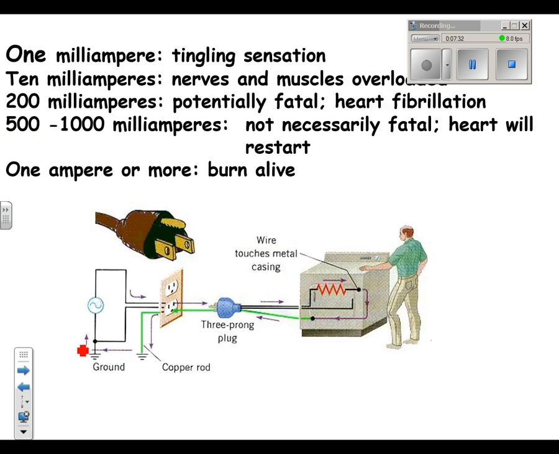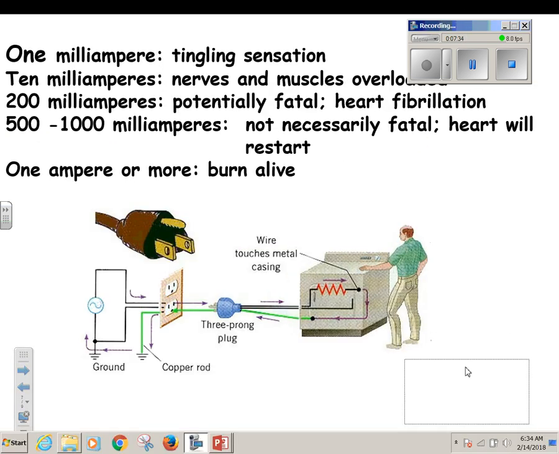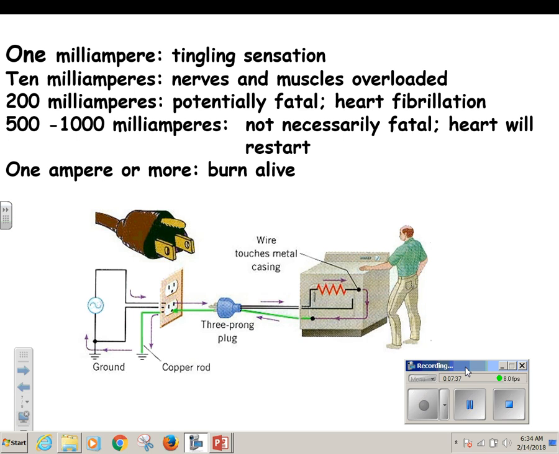So, a couple of things you might want to know about electricity. If you get shocked with 1 milliamp of electricity, it's just really kind of a tingling sensation. And if you do 10 milliamps, this will cause your nerves and your muscles to overload. Typically, what happens with this is tasers, that's what I was looking for. Tasers are anywhere around 10 to 20 milliamps most of the time. And so when you watch the TV shows and somebody gets tased, everything locks up and they shake. That's because of how much current's running through their body.